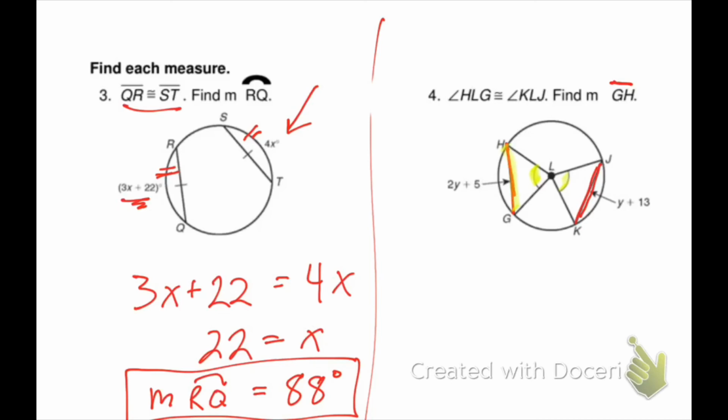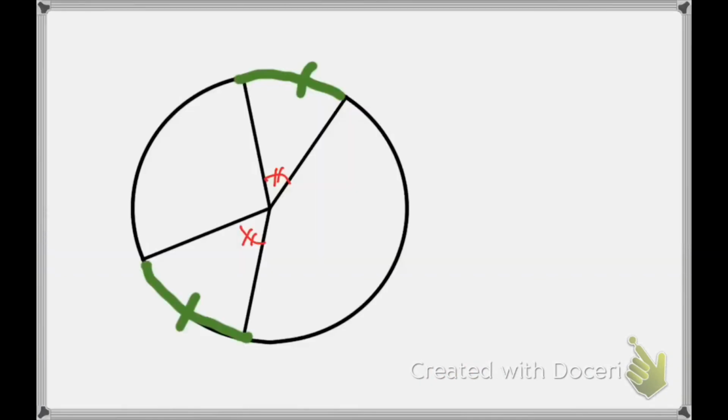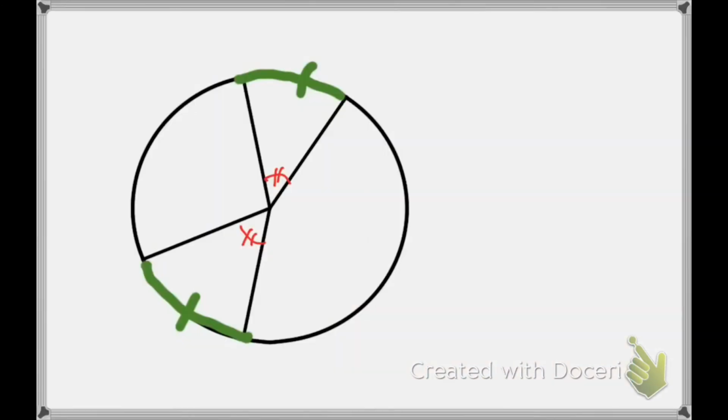Now, since these central angles are congruent, the chords are also congruent, so I do 2y plus 5. I can just set them equal to each other because they are congruent. Y plus 13, which gives me y is equal to 8, which when I plug it back in, it doesn't matter which of these I plug it back into because they're congruent. I plug it back in and I get 21. 16 plus 5. Alright, so that's how you solve using these relationships between the chords, arcs, and central angles.